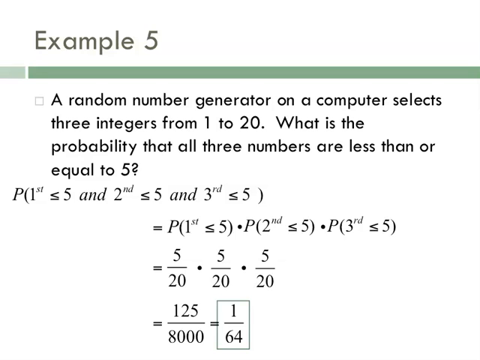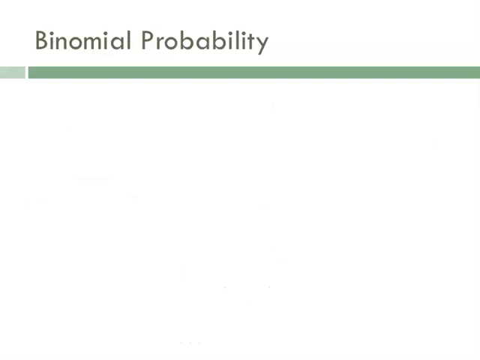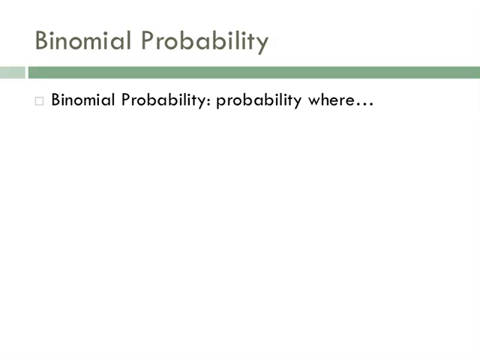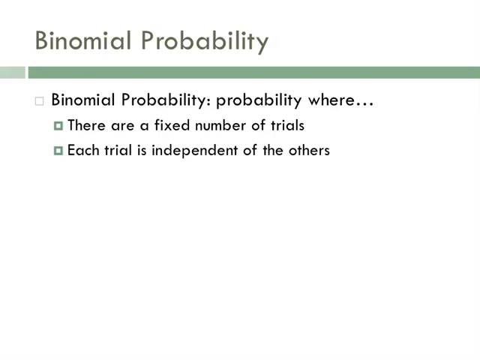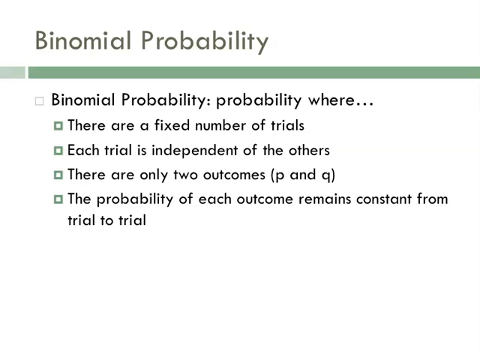Okay, now we're going to talk about binomial probability, now that we've talked a little bit about some basic concepts of probability. So in binomial probability, this is probability where there are four things. First, there are a fixed number of trials. Second, each trial is independent of the others, so they're each independent events. Third, there are only two possible outcomes, P and Q. And fourth, the probability of each outcome remains constant from trial to trial.